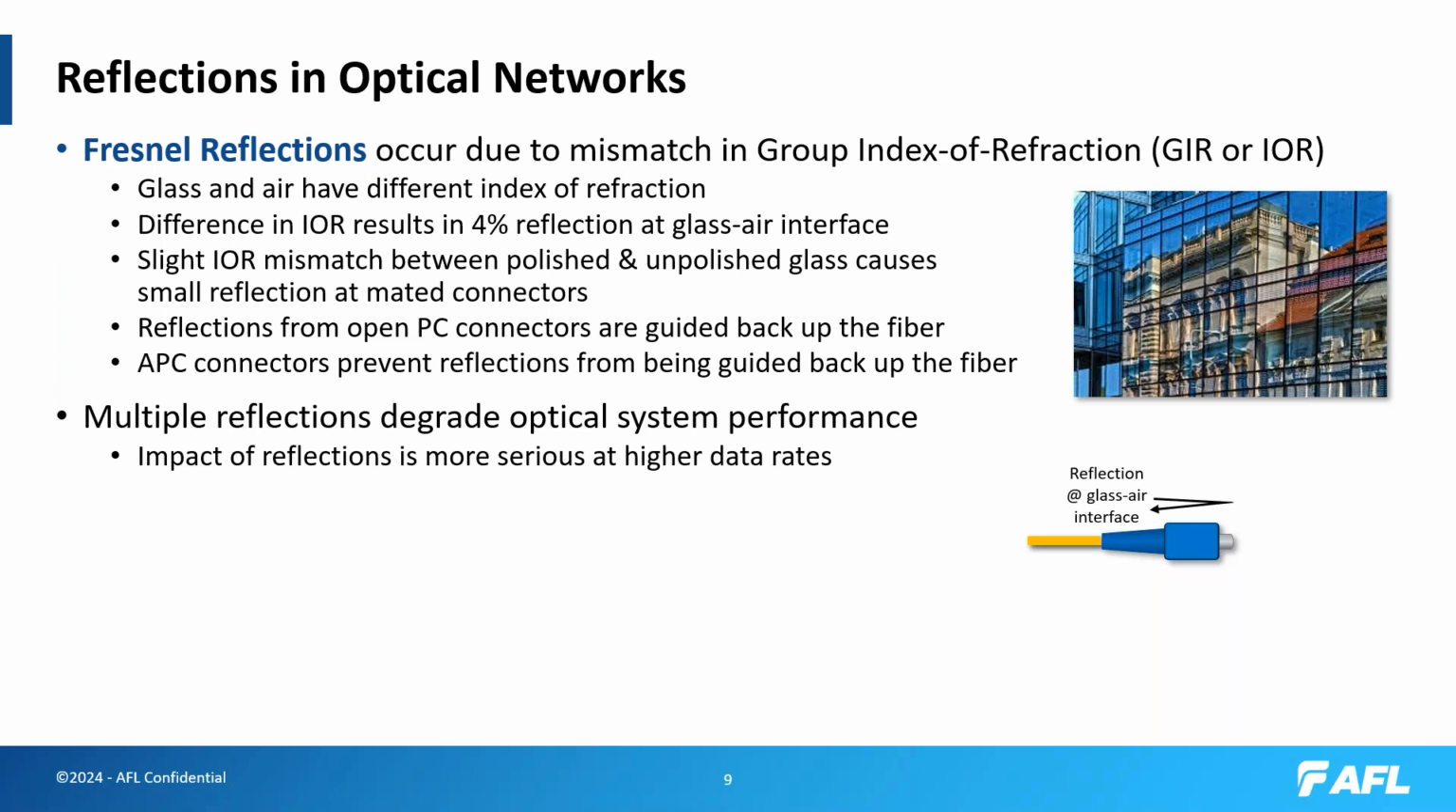Reflection from one connector re-reflects off a previous connector, and you get a smaller ghost image of the previous transmission, and that increases the noise in your transmission signal, degrades your signal to noise ratio, and can increase your bit error rate. This typically is a bigger problem at higher data rates, in part because your digital eye closes up. You have less signal to noise ratio to begin with.